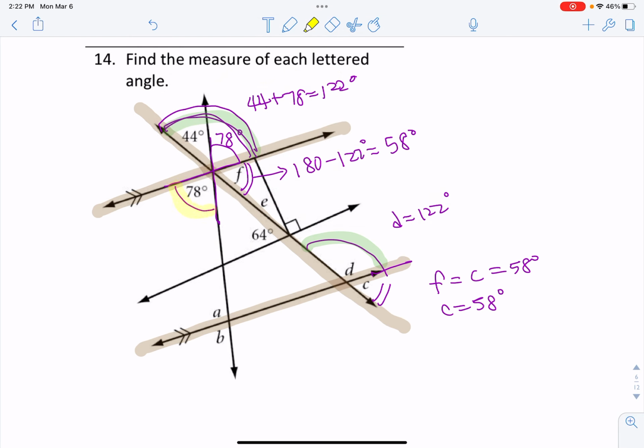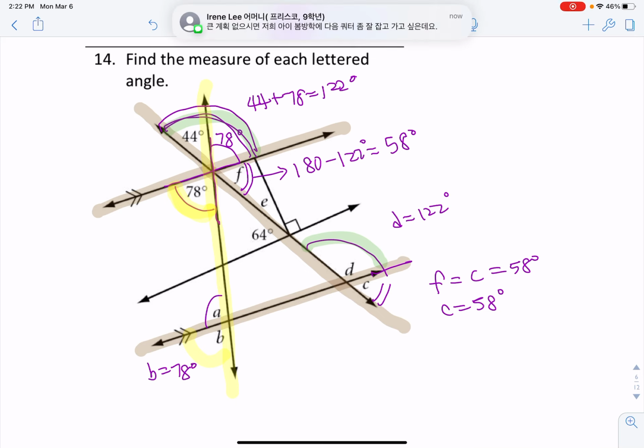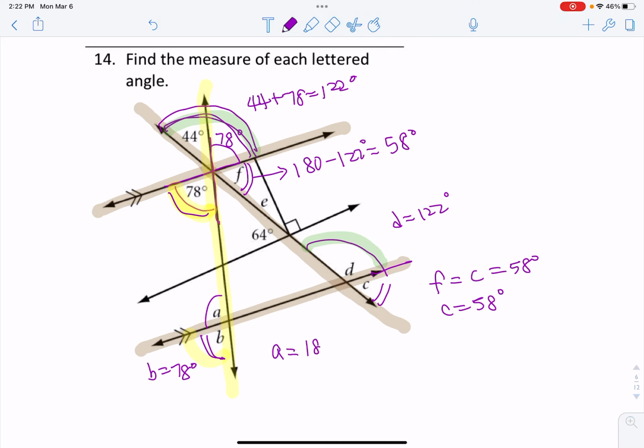And from here, if you are thinking of this as a transversal, 78 is a corresponding angle to B. So I can say angle B equals 78 degrees. And then angle A will be supplementary with angle B. So I can say A will be 180 degrees minus 78 degrees, which is 102 degrees. So I found angle A as 102 degrees, angle B as 78 degrees, angle C as 58, angle D as 122, and then angle F as 58 degrees.